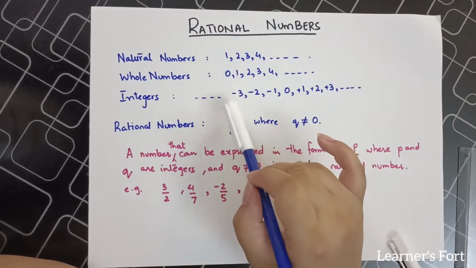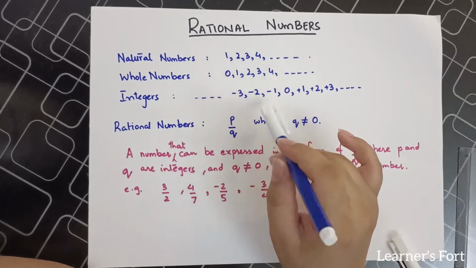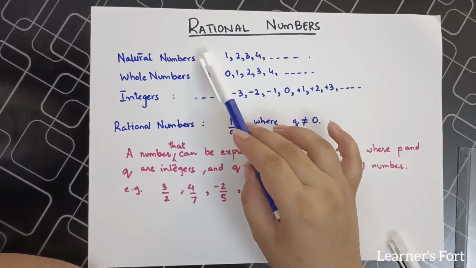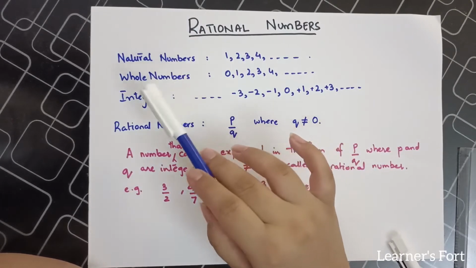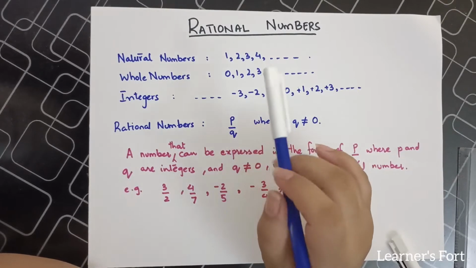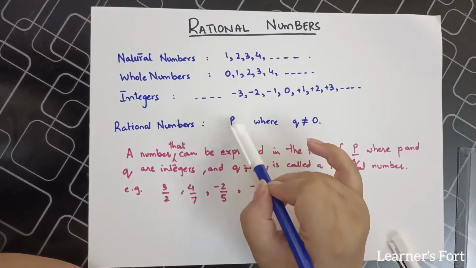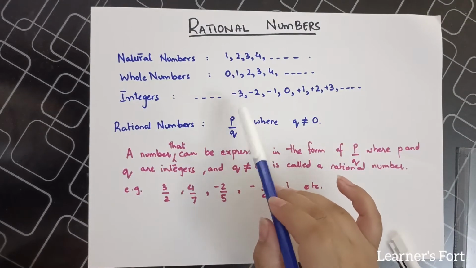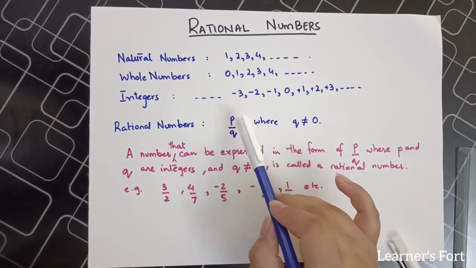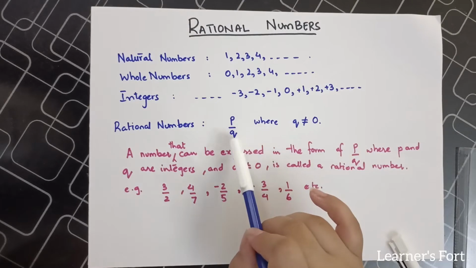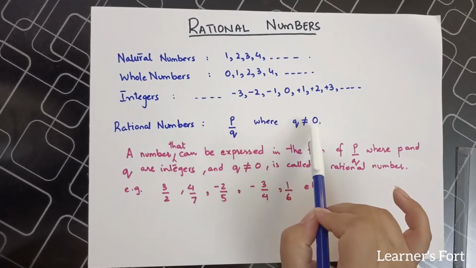Now come towards the fourth type of numbers, which are known as rational numbers. Rational numbers are not natural numbers, not whole numbers, and not even integers. They are kind of fractions. They can be in the form of p upon q, where p and q are integers. Integers mean that p and q can be negative or positive according to the situation, and there is a condition that q is not equal to 0.